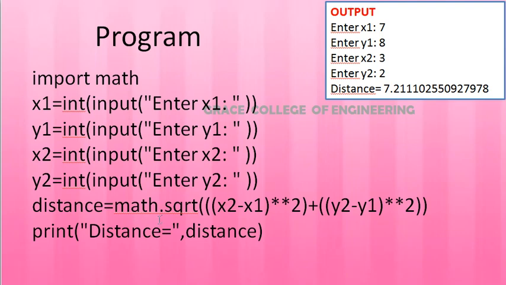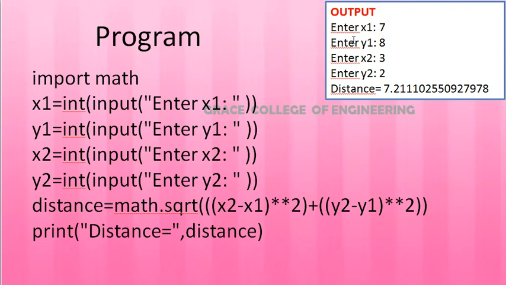See here, math dot square root of x2 minus x1. For using that power, we can use double star 2 plus y2 minus y1 the whole squared. Then finally, the distance will be calculated. It will be stored in distance. Then print distance, the distance variable is called here.